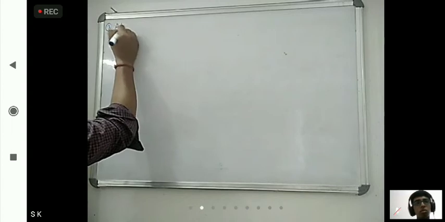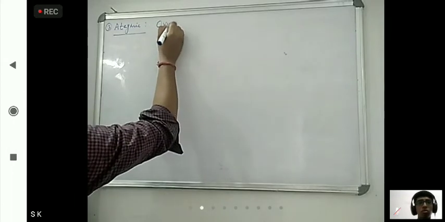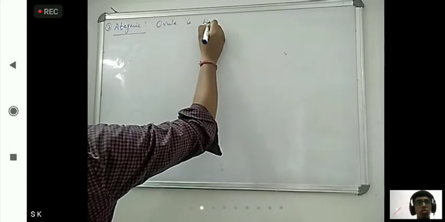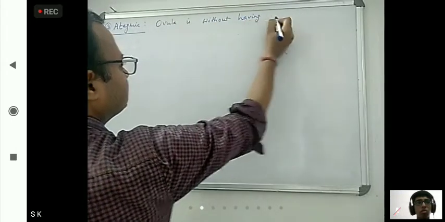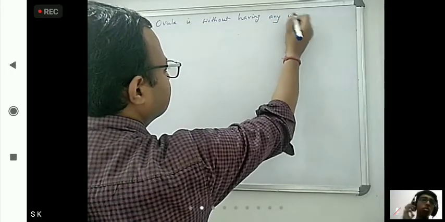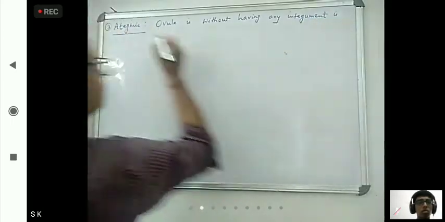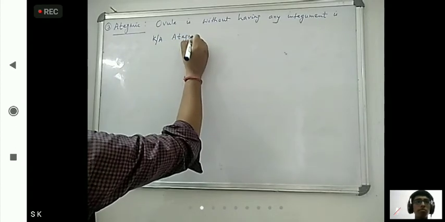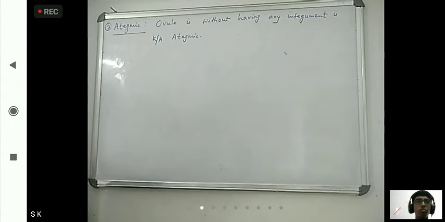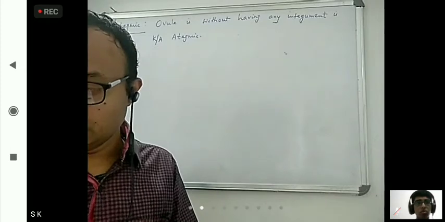So third type is ategmic. Ovule without having any integument is known as ategmic. Okay, what is that? Ategmic. What is that example? You all know Santalum or Loranthus.